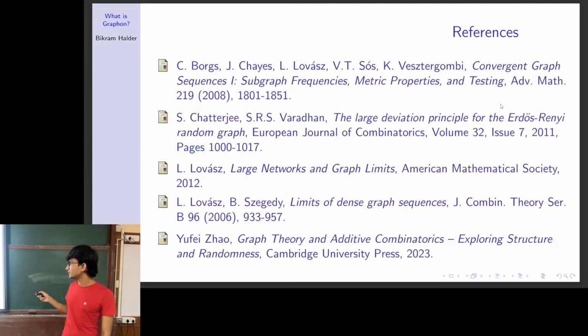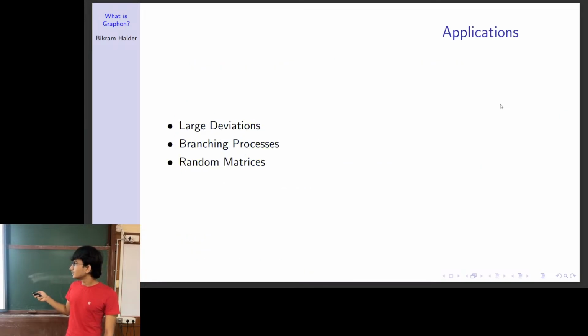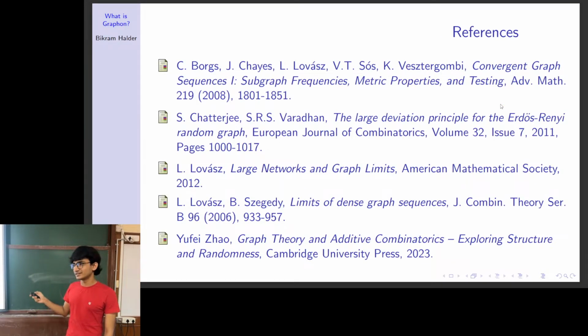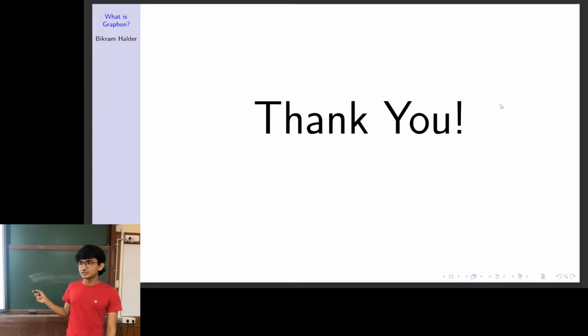These are the references that I used here. This is basically the main paper, and this is Chatterjee and Varadhan's paper where they solved the triangle count large deviation. And this is Lovász, who pioneered the field. The last one is Zhao's graph theory and combinatorics, from where I made the slides. I will add it; I forgot to add it here. So this is all I wanted to say. Thank you.